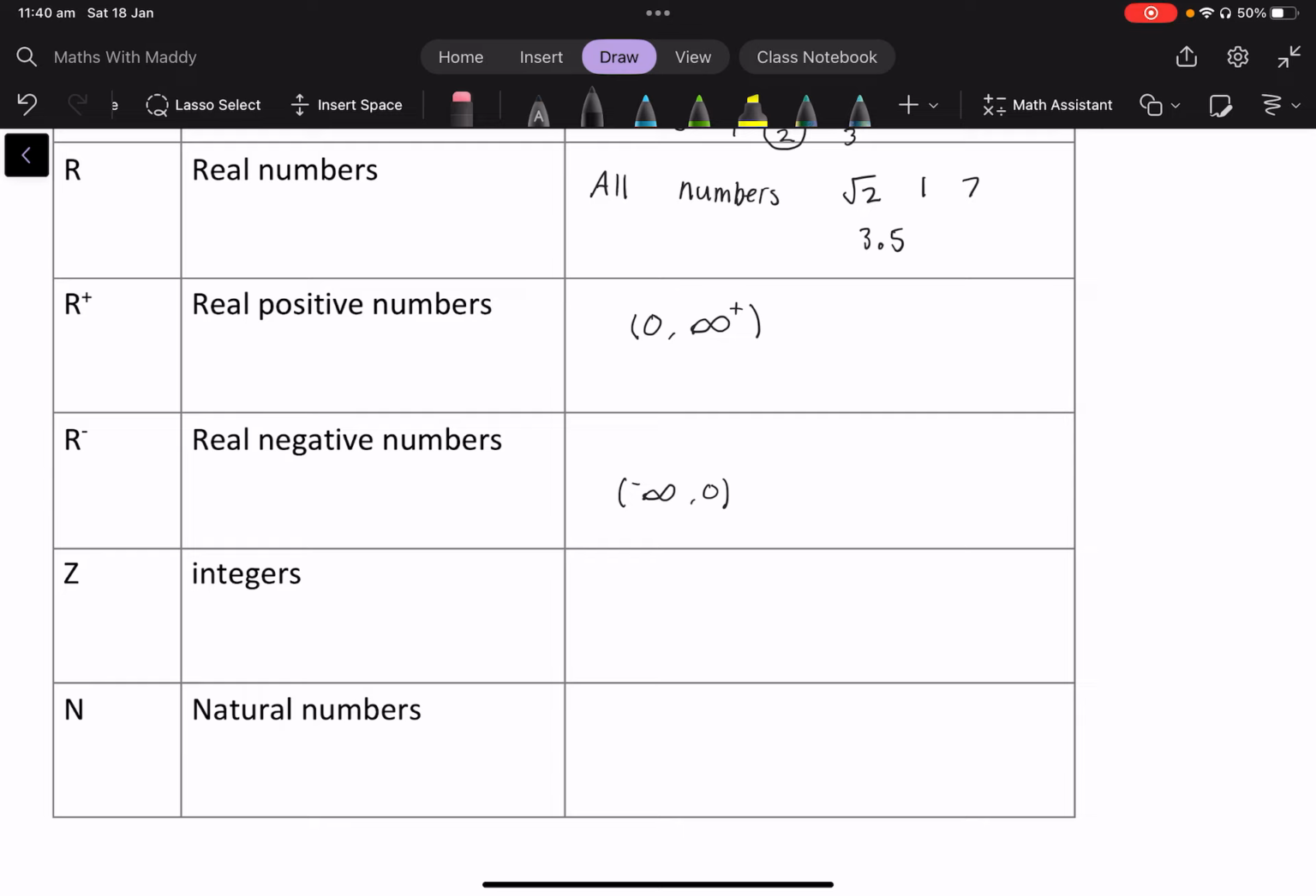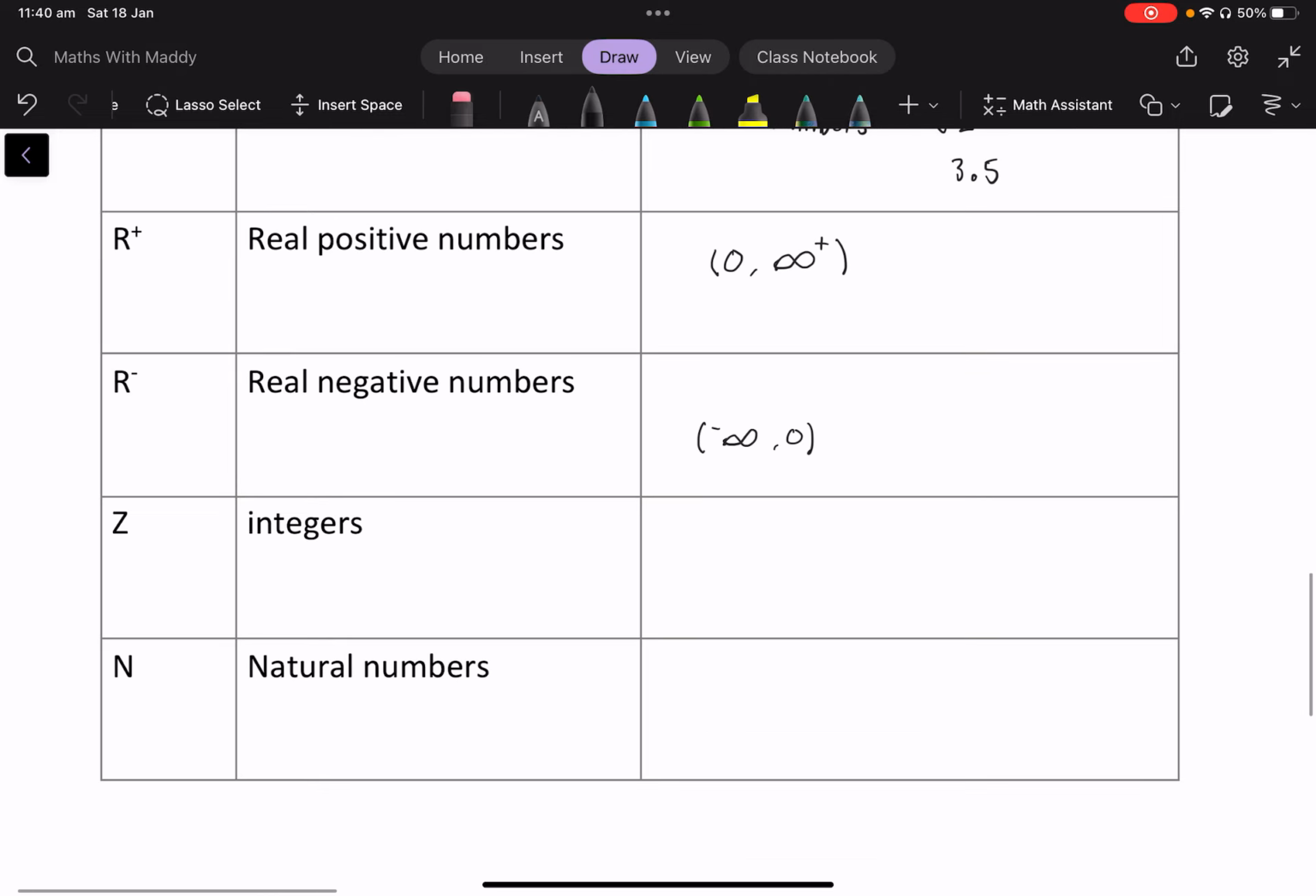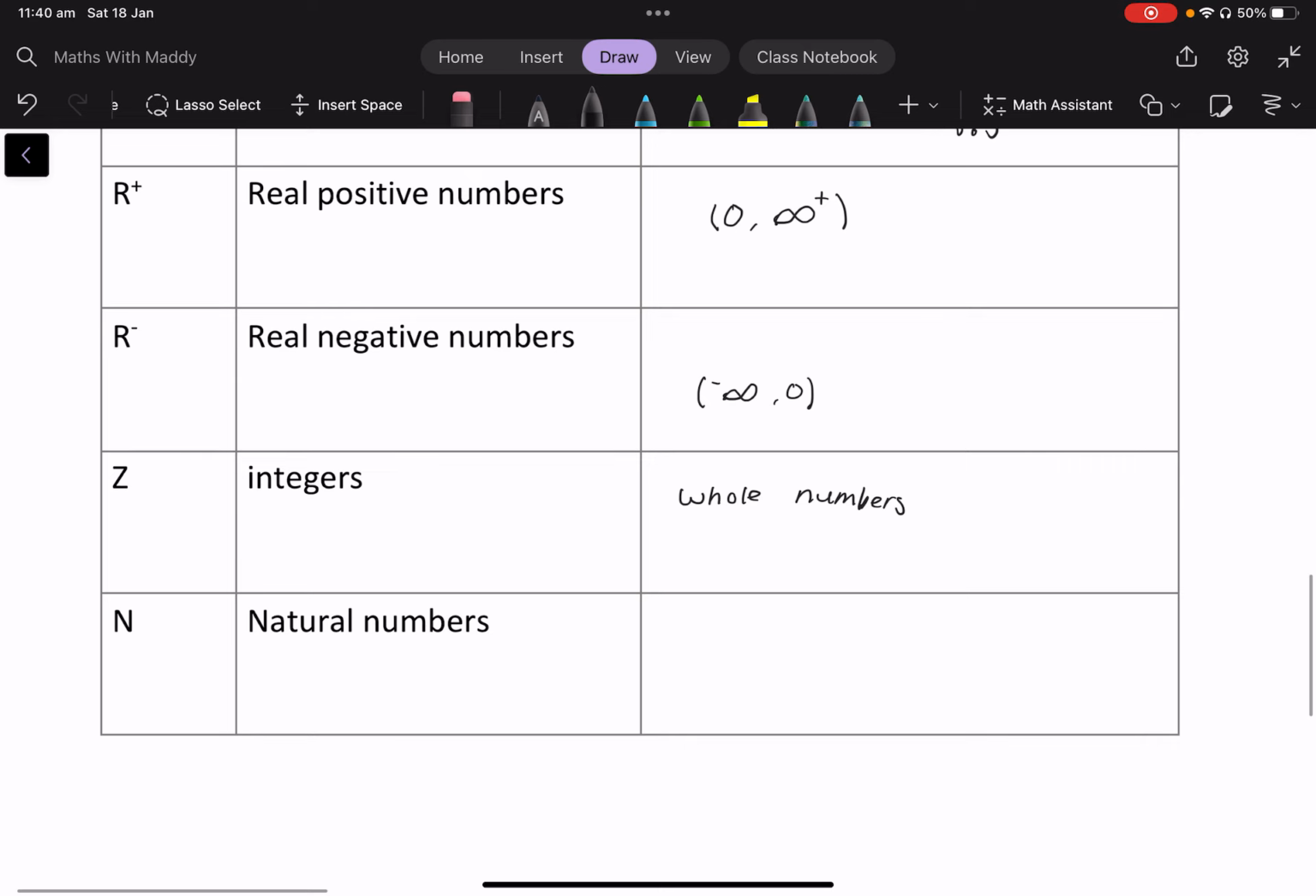Integers refer to whole numbers, so they can be positive or negative, but they're whole numbers. And the N refers to natural numbers. So these are numbers which occur in the real world.